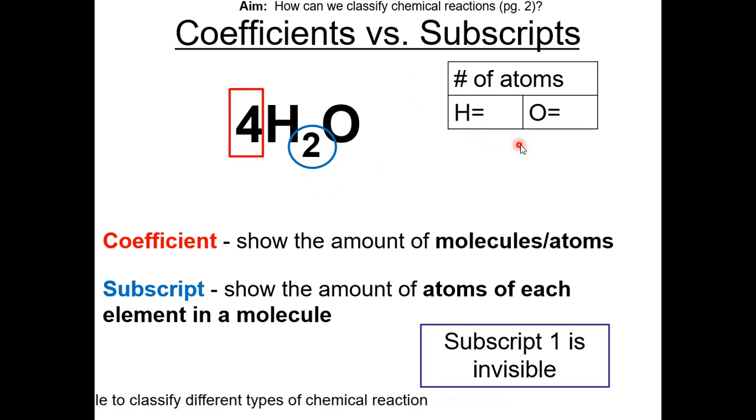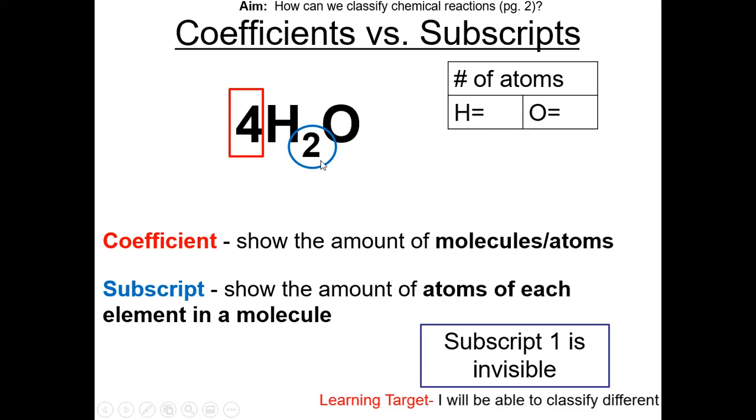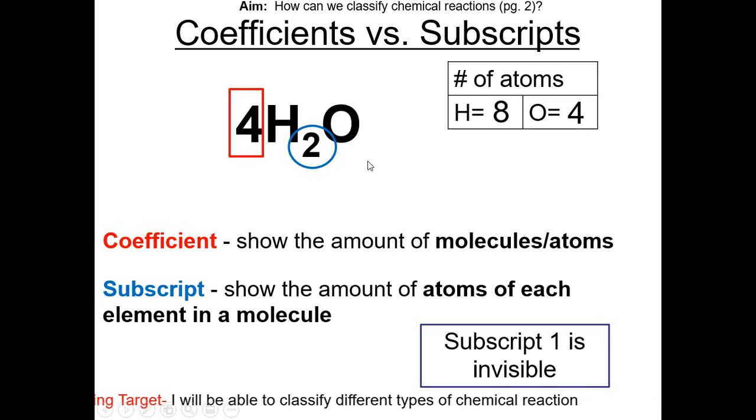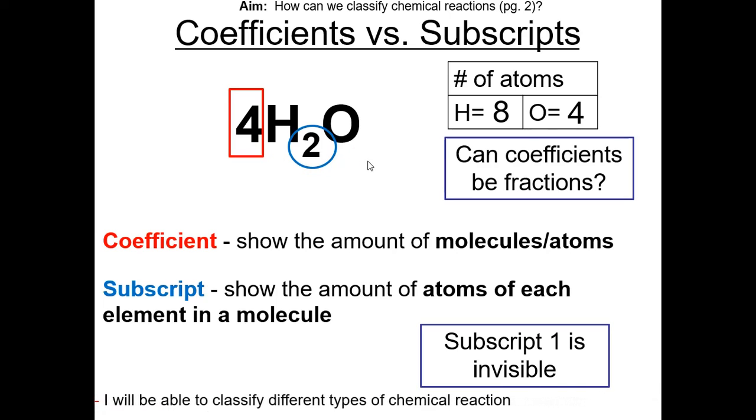So how many hydrogen and oxygen are in 4H2O? In each water molecule, you have 2 hydrogens and 1 oxygen. Remember, subscript 1 is invisible. So since we have 4 water molecules, we have 8 hydrogen and 4 oxygen. Can coefficients be fractions? No, they cannot. You cannot have a fraction of a molecule.